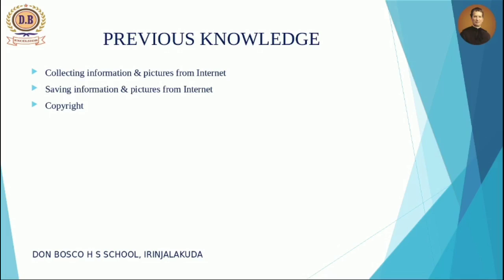Then in order to get images related to our search, we have to click on the images option at the top. Then we'll get the images related to our search. This is how we can collect information and pictures from internet. Our second topic was how to save information and pictures from internet.